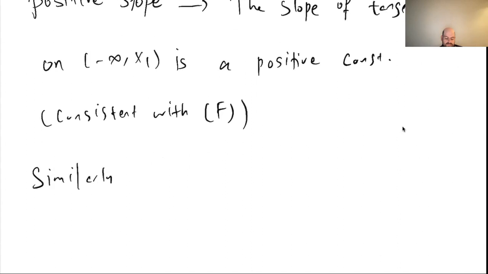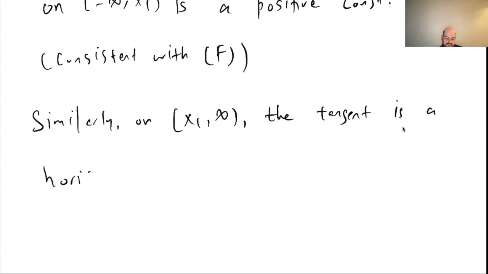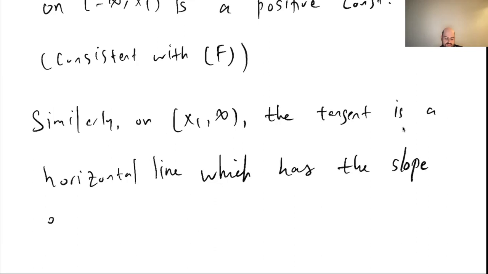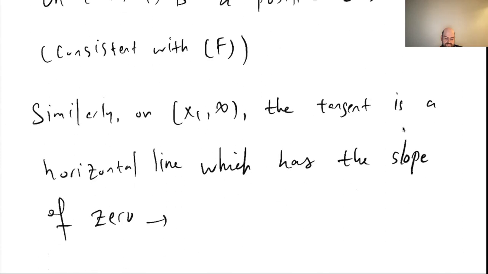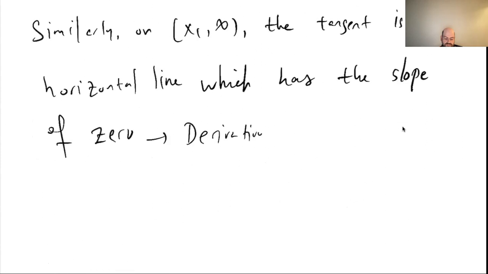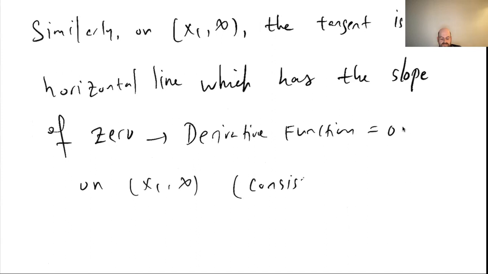Similarly, on x1 to infinity, the tangent line is a horizontal line which has the slope of 0. So derivative function, because derivative function means slope of tangent, and derivative at any point is slope of tangent line at that point. So derivative function equals 0 on x1 to infinity. Again, consistent with what we have in F.